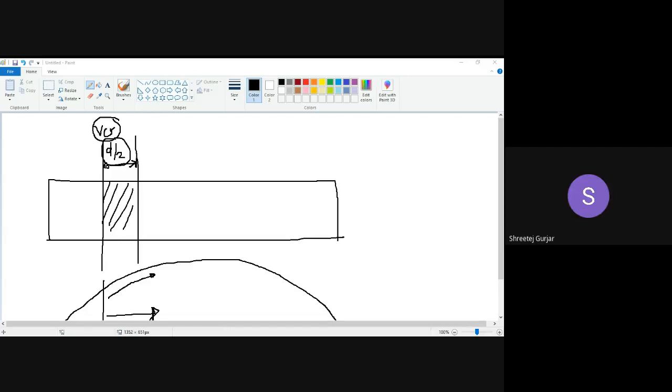Okay. So was the Paint screen visible to you? I think it was visible, right? Correct? It was visible now?